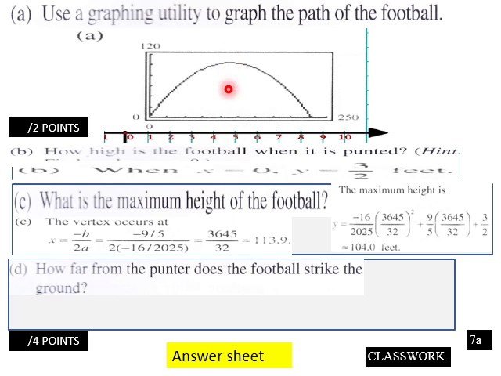Now we have to find our f of x here. So when you crunch these numbers, you should get 113.9. Now, to find our y, we plug that back into our original quadratic model for the path of the football, negative 16 over 2025 times 3645 over 32 squared plus 9 over 5 times 3645 over 32 plus 3 over 2. And that crunches out to be 104 feet. So your f of x value here would be 104 feet.